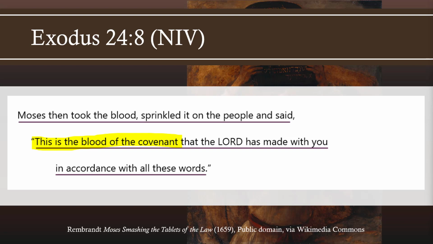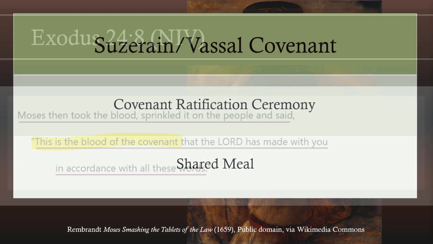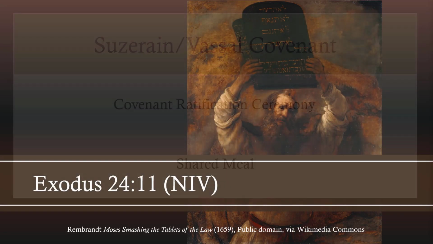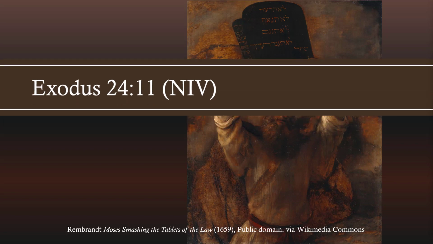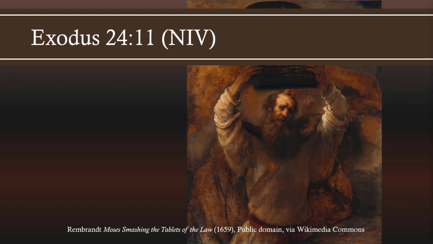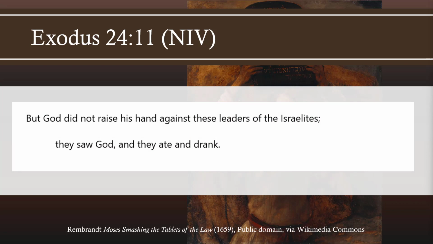And just like Moses sprinkled the blood on the people, when you're covered in the blood of Jesus, you're now inside that new covenant relationship with God. Your sins have been forgiven from the past. So this is a powerful moment that Jesus is going to end up recreating. All right, so that's the covenant ratification ceremony. And then if you would look down just two verses to the shared meal, that's where I want to go next. If you look at verse 11 in Exodus 24, there's kind of a strange thing going on here.